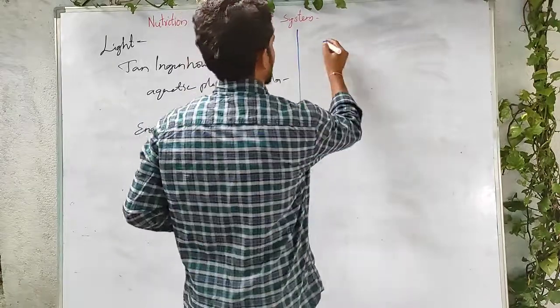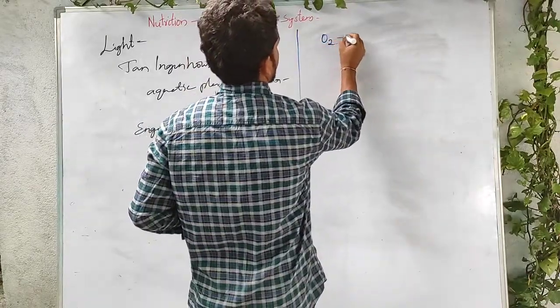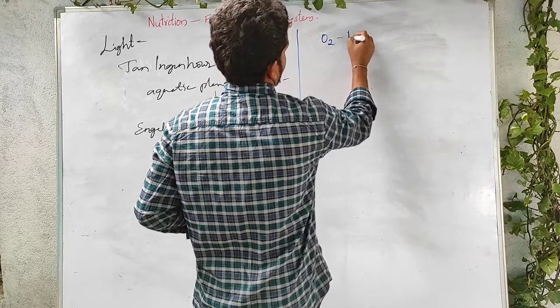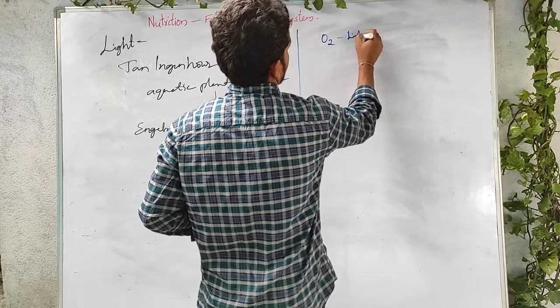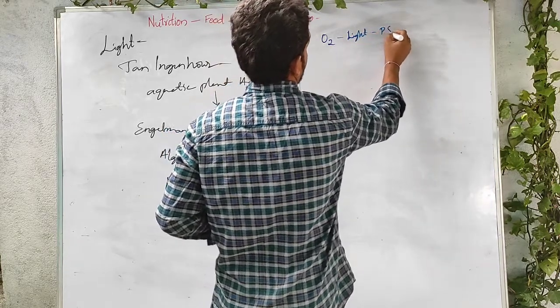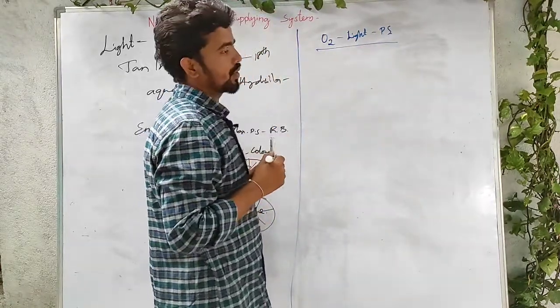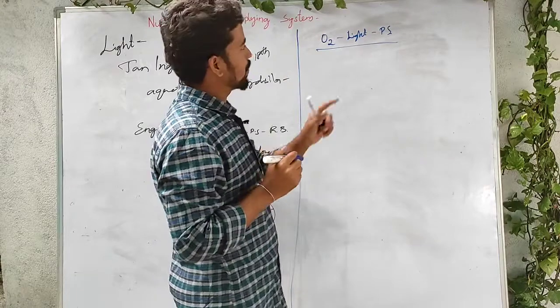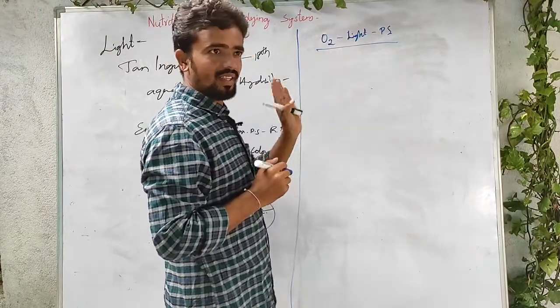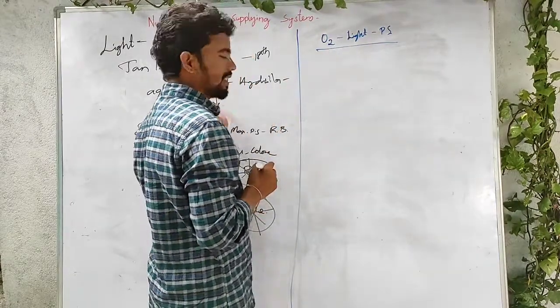Production of oxygen in the presence of light in the process called photosynthesis. Okay, in the photosynthesis process, oxygen is evolving, it is produced, but that happens only in the presence of light, not in the dark. That is what Ingenhousz said.